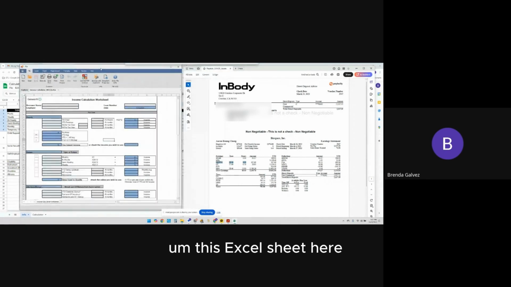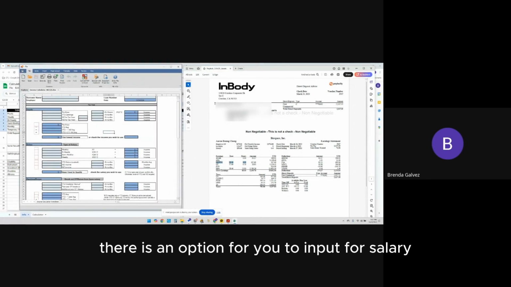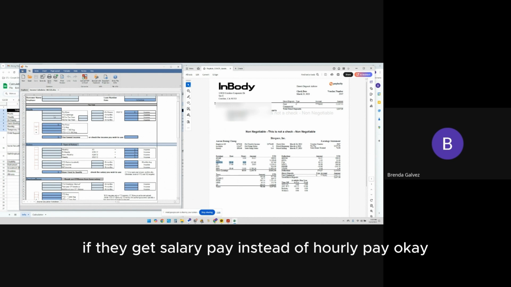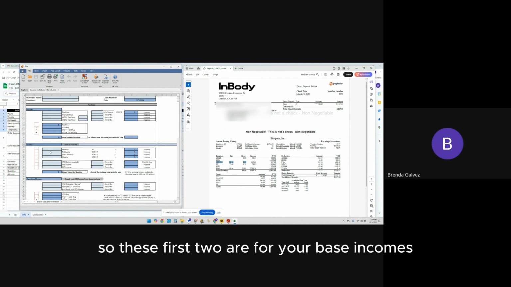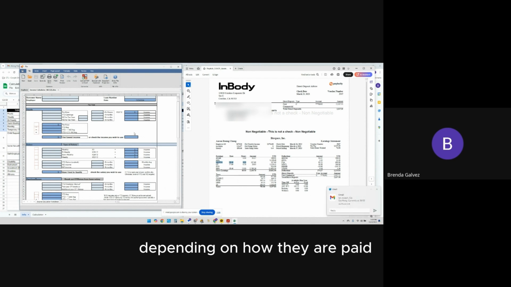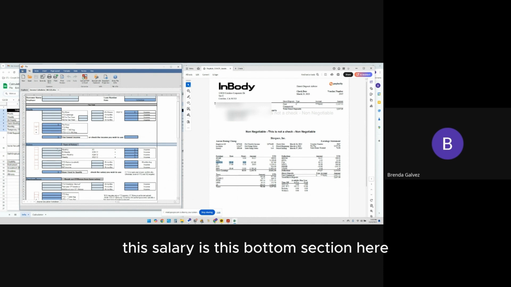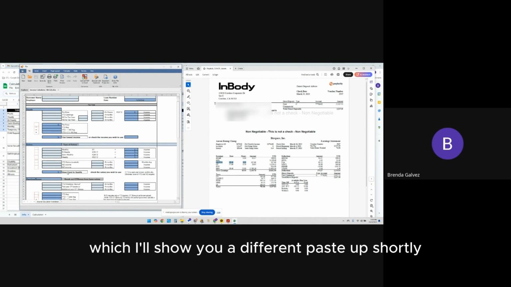On this Excel sheet here, if you scroll down, there is an option for you to input for salary if they get salary pay instead of hourly pay. So these first 2 are for your base incomes, depending on how they get paid. Hourly is this top section here. This salary is this bottom section here, which I'll show you a different pay stub shortly for this income.